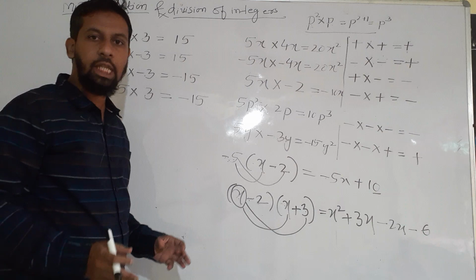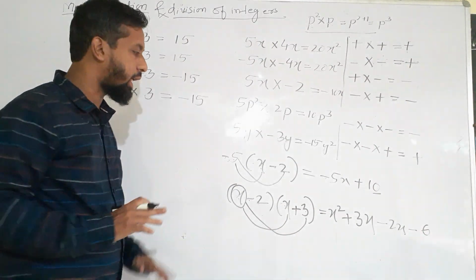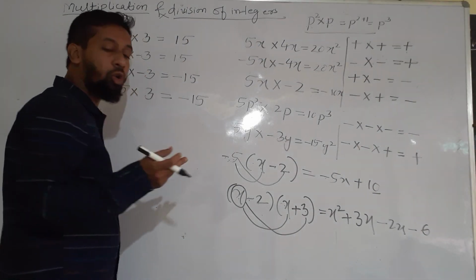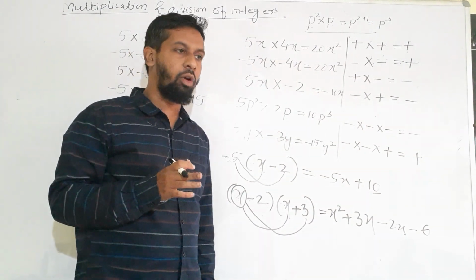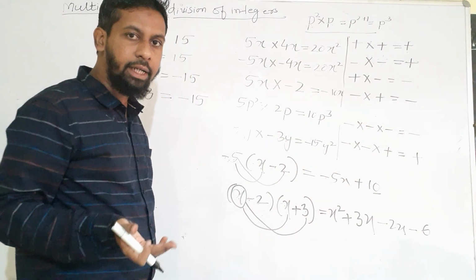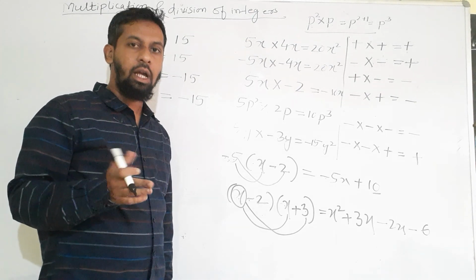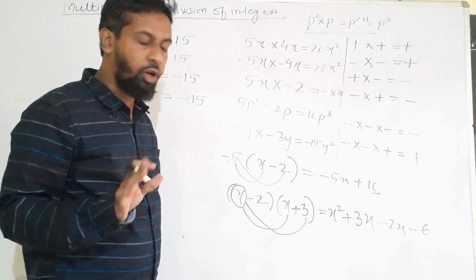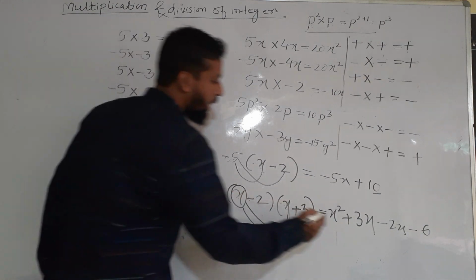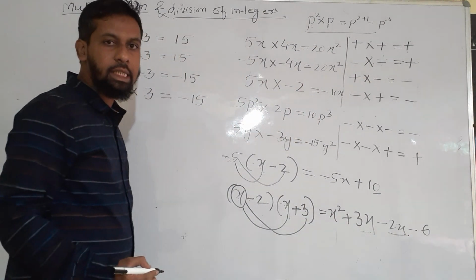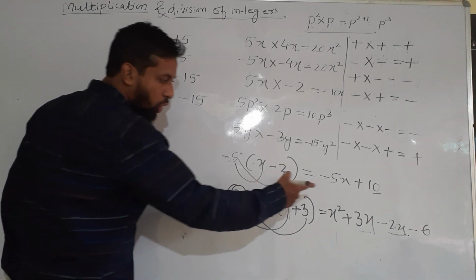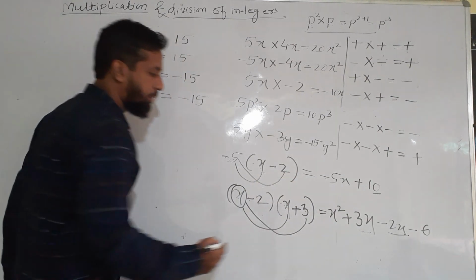Now we have to see the like terms. How many like terms are there? That we have to see. And those like terms can be solved. As I said before, like terms can be added, can be subtracted. Unlike terms cannot be added, cannot be subtracted. Here we have two like terms, 3x minus 2x. So those two terms can be subtracted.